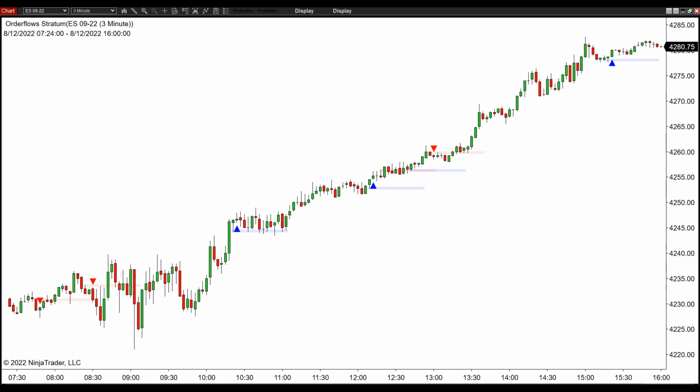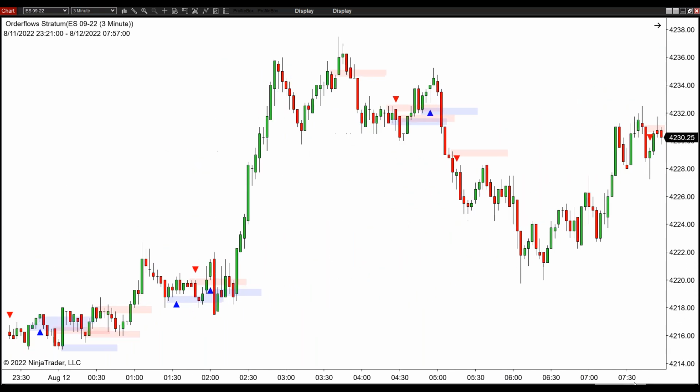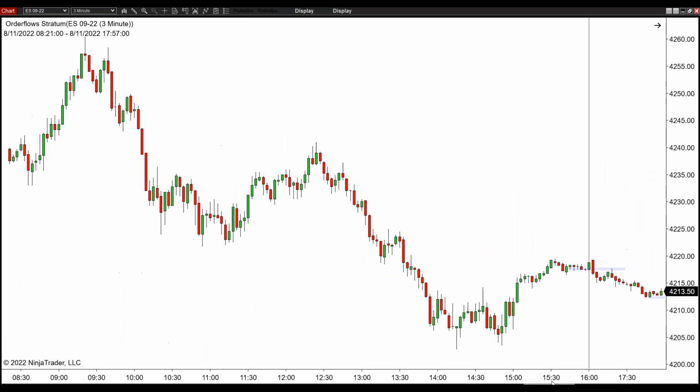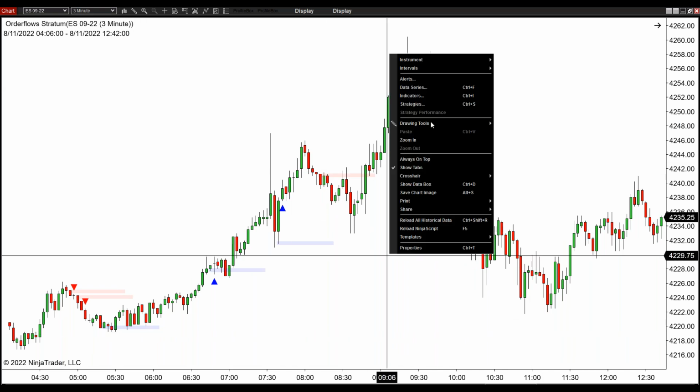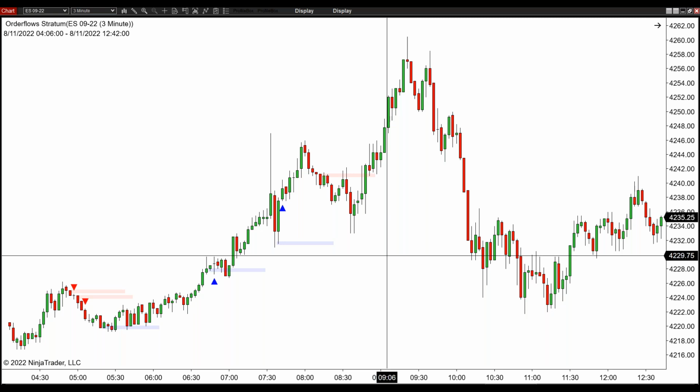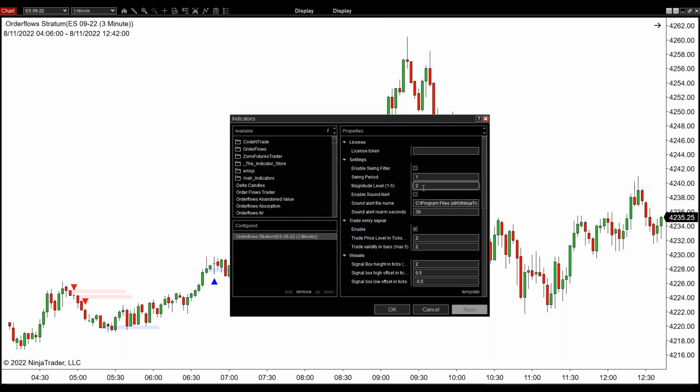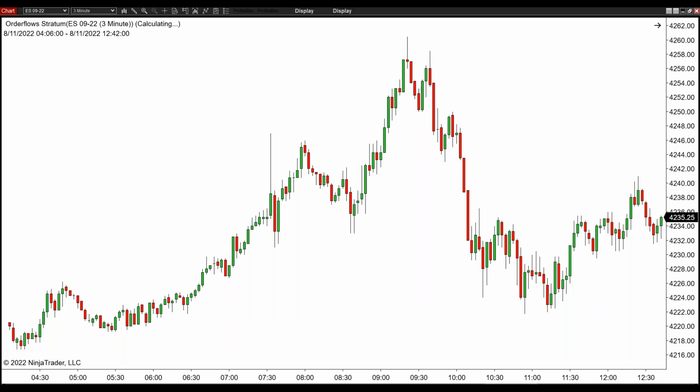So this is a 3-minute chart on ES. Again, I don't look at a 3-minute chart. So what's the setting on this one? It's not a chart that I normally look at. It's set at 2. Again, the higher time frames you go up, you might want to set it at a lower magnitude level, because over time volume gets distributed. Okay.